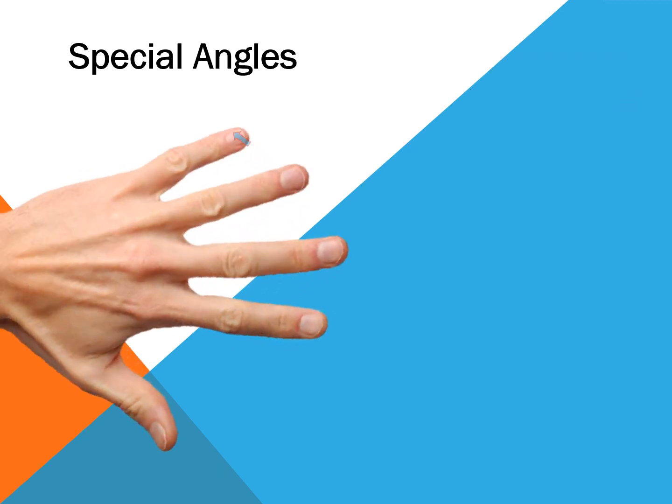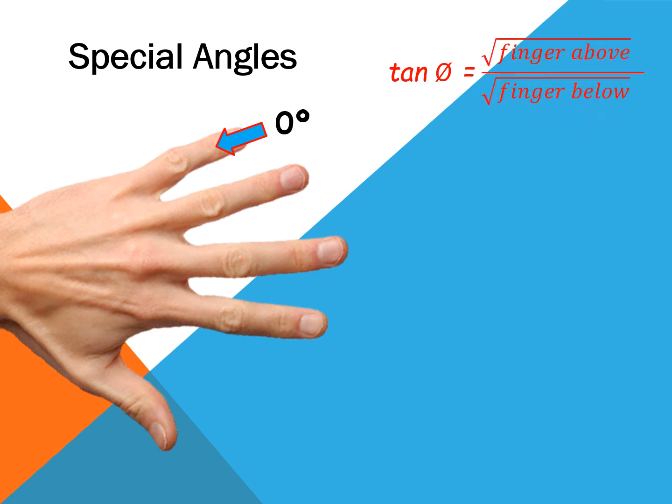Let us start with 0 degrees. Tangent theta is equal to square root of fingers above over square root of fingers below. In this situation, fingers above is 0 and fingers below is equal to 4. Therefore, tangent 0 degrees is equal to square root of 0 over square root of 4, or equal to 0.